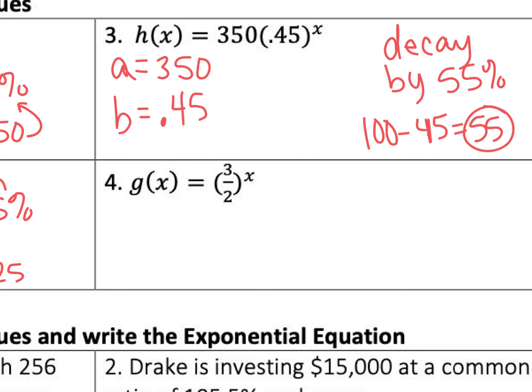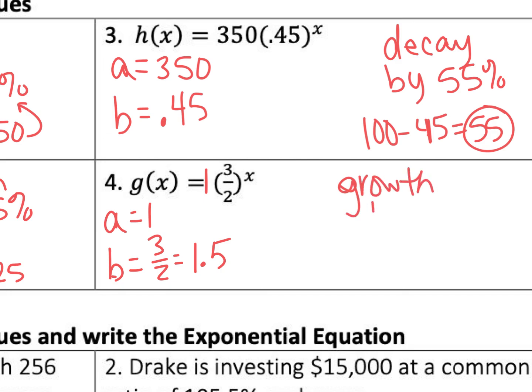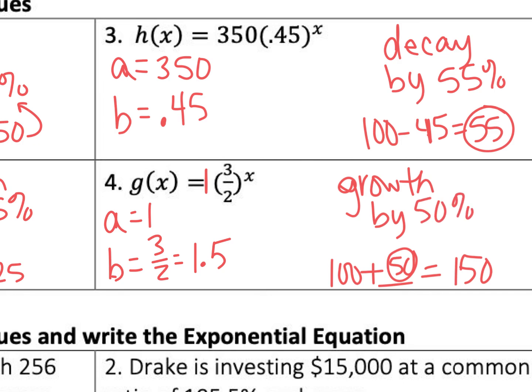We're missing a number on number 4. What needs to be in front of that parentheses? A 1, good. And is that your A or your B? That is A, good job. What's our B? 3/2. You could also write that as 1.5. Growth or decay? Growth by what? 100 plus what is 150? 50, good. So this is increasing by 50%.